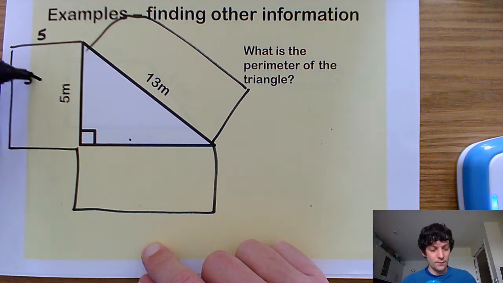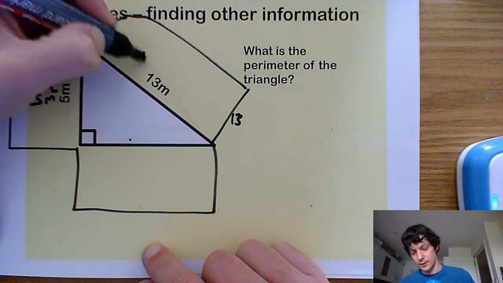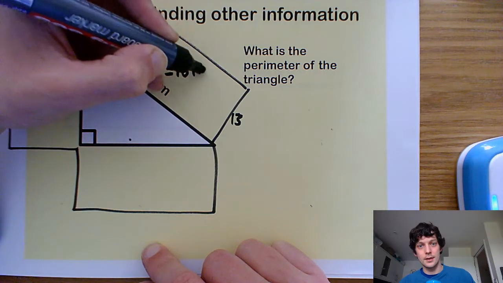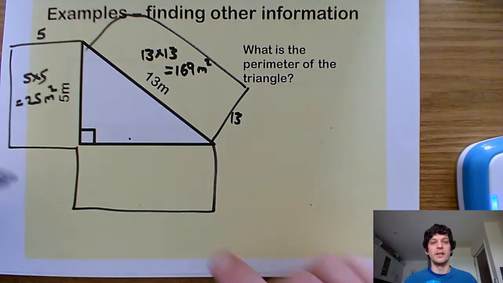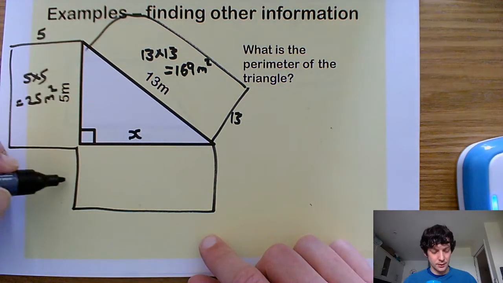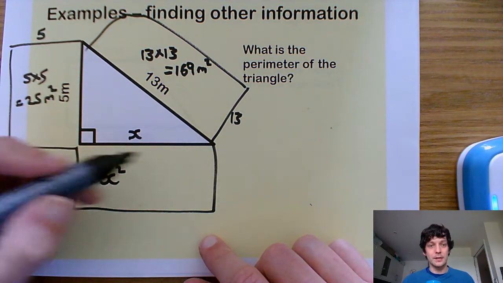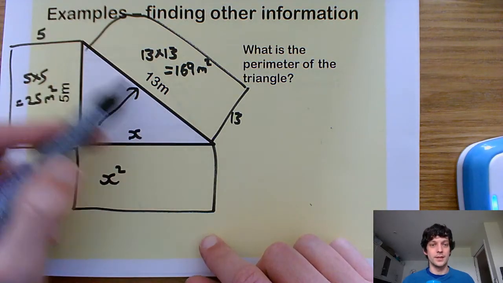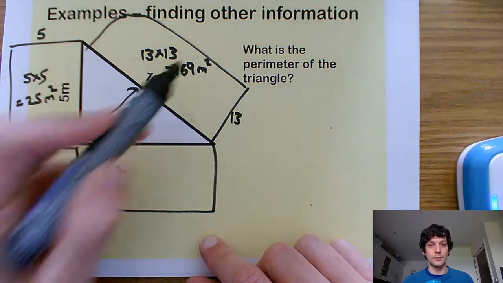5 times 5 is 25, so that's 25 meters squared. 13 times 13 is 169 meters squared. And this length here, I know nothing about. Well, let's call that x. So that's x times x is x squared. Is that the biggest area? No, this is the biggest area, opposite the right angle. This 13 is the hypotenuse, so this is my biggest area. These 2 have to add up to make this one.